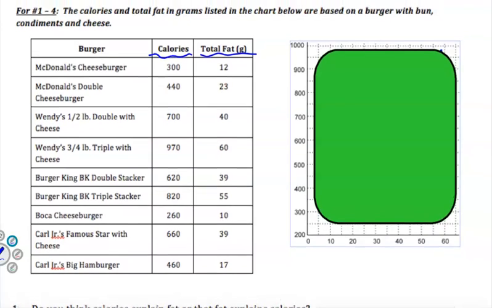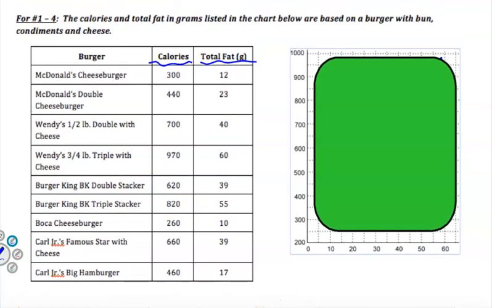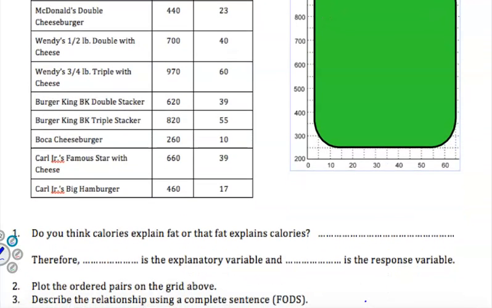All right. So first thing I'm going to do is I'm going to put a title on it. And so I'm going to call it total fat versus calories. And then when I look at the numbers on here, I can tell that down here on the bottom, just the way they've labeled the axis, this is the fat and it's measured in grams.